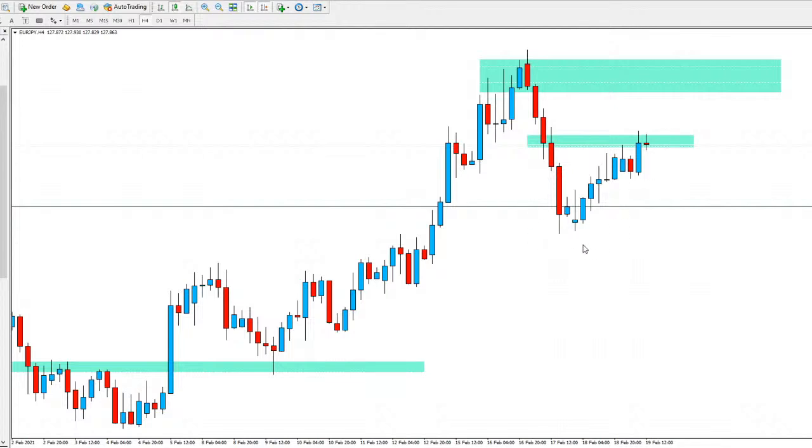But EURUSD, quite confident we could see continuation to the upside. EURJPY, not so much. But again, hope that analysis helped.